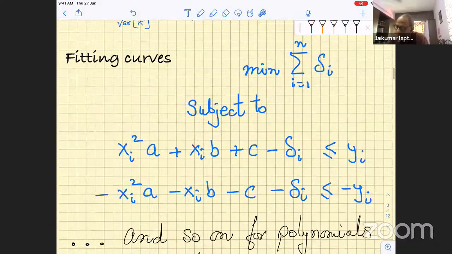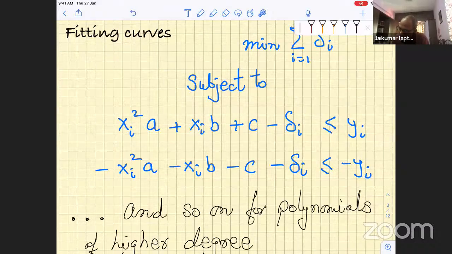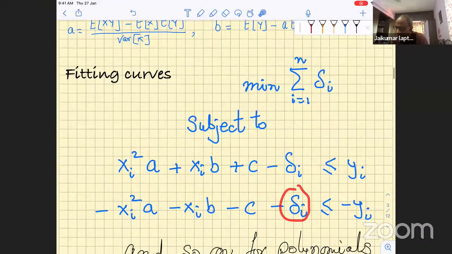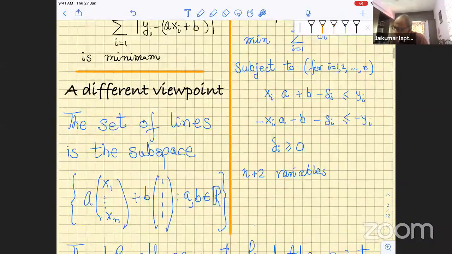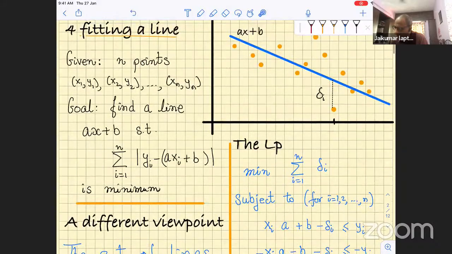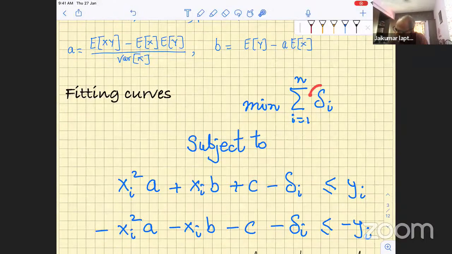If you want to fit a curve instead of fitting a line, it's again the same thing. For example, here it's the quadratic. So a, b, and c are your variables. And you try to minimize. I'm sorry, why did I write minimize? So what did I write last time? Oops. Yeah, minimize. That's right. So minimize the absolute value of these differences.